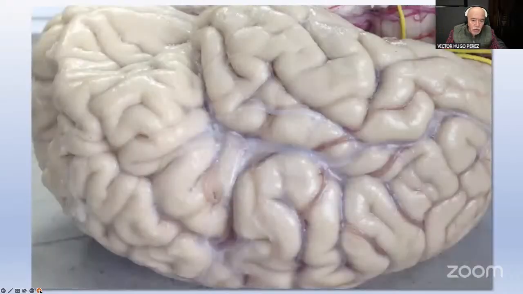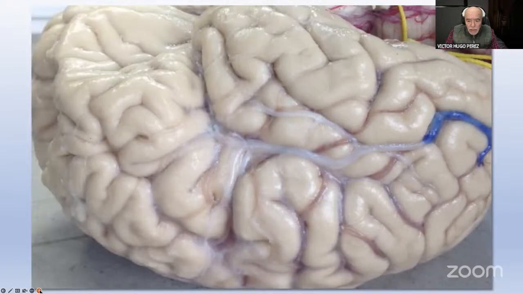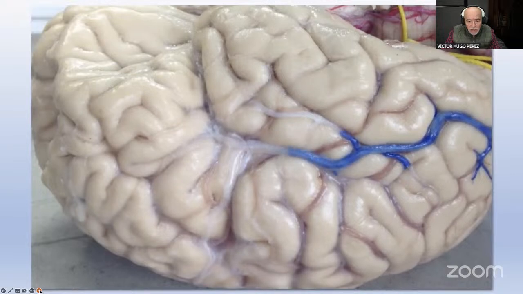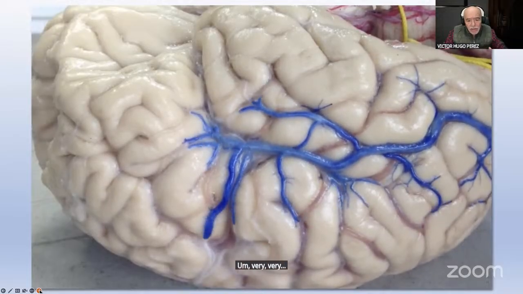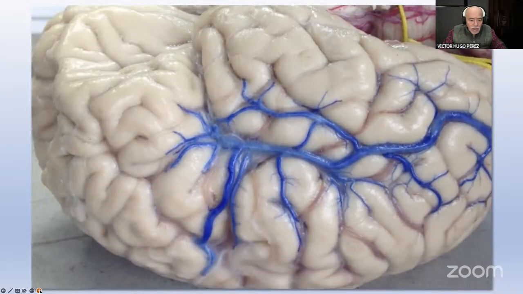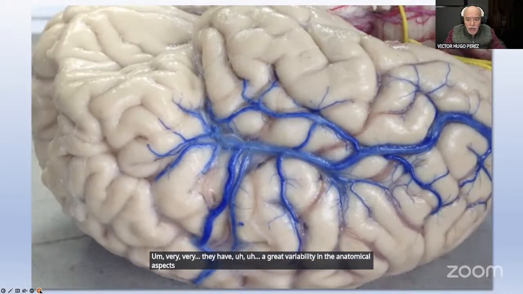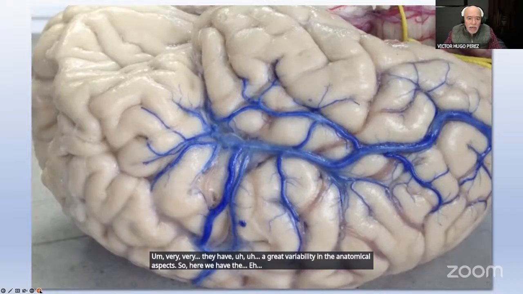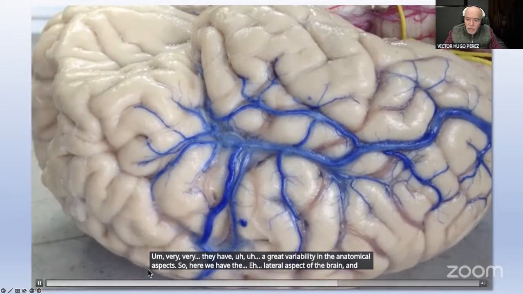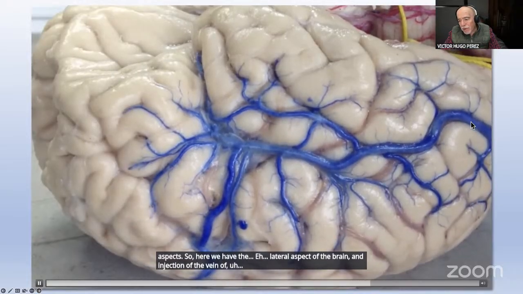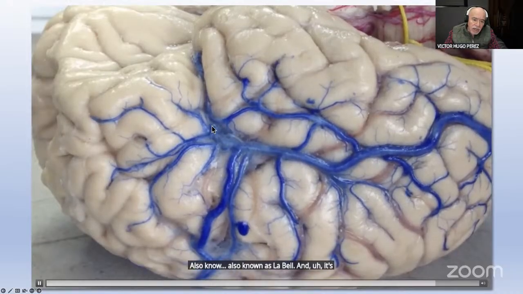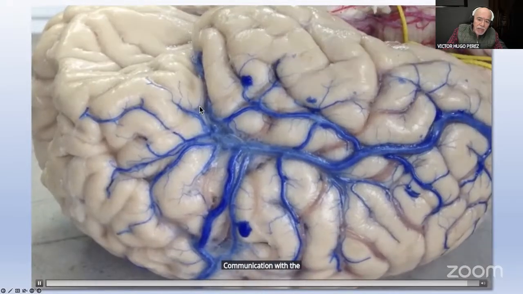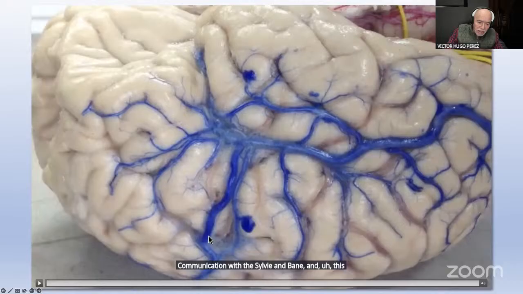So let me show you this other video. All the brains have anatomical variations in their vascular anatomy, especially veins. Veins have a great variability in their anatomical aspects. So here we have the lateral aspect of the brain, and an injection of the temporal vein, also known as the Labbé vein, and its anastomotic communication with the Sylvian vein and the Trolard vein.